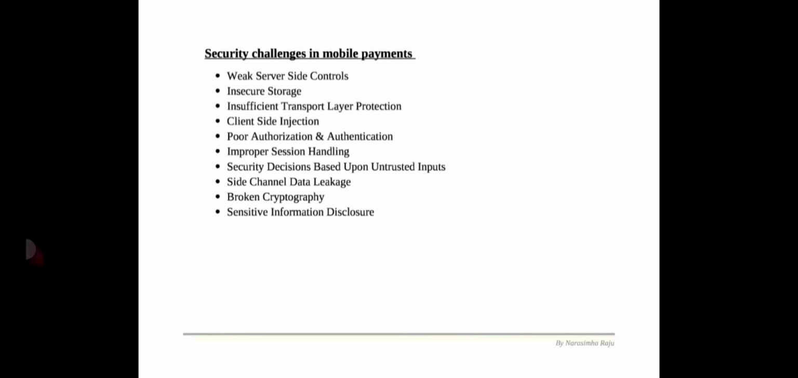And the last security challenge in mobile payments is sensitive information disclosure. Lack of encryption of sensitive data is also a security design flaw that can be detected early through threat modeling and source code review of the mobile application. Sensitive information disclosure might occur because of caching and logging of confidential data of the user as well as tokens by the application as well as the third-party libraries used by the mobile application. These are the various security challenges in mobile payments.